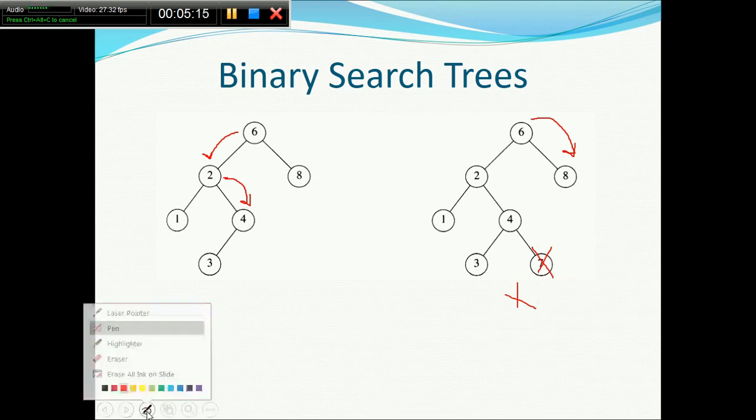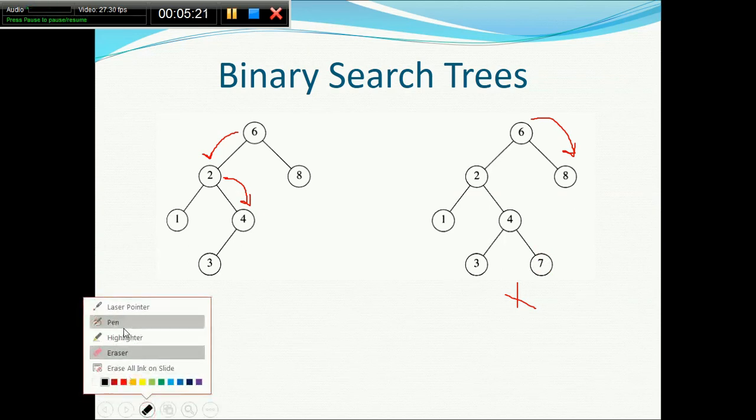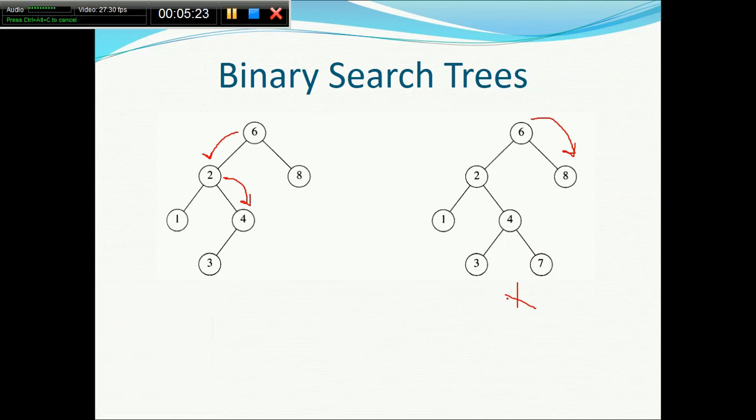You can see here, we have 7 present here, and that's why 7 is greater than the 6 and it should not be present in the right subtree. Sorry, 7 is greater than the 6 and it is present in the left subtree of 6. Hence, it is not a binary search tree.